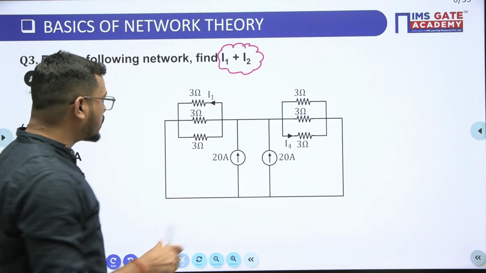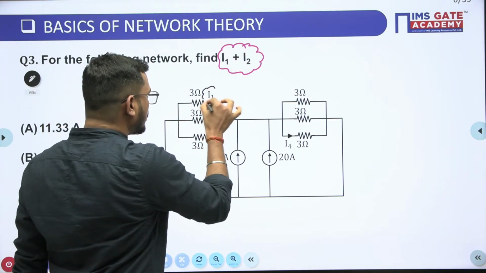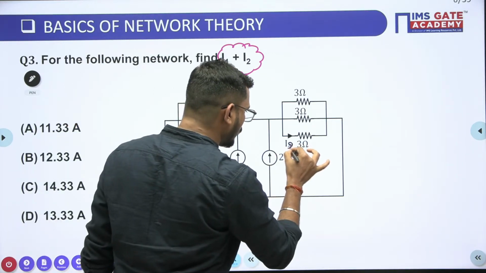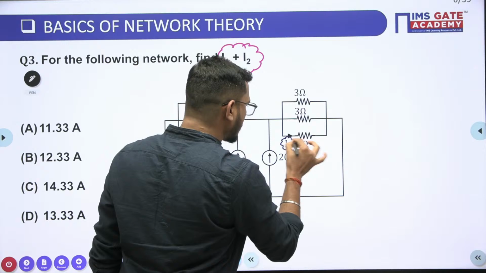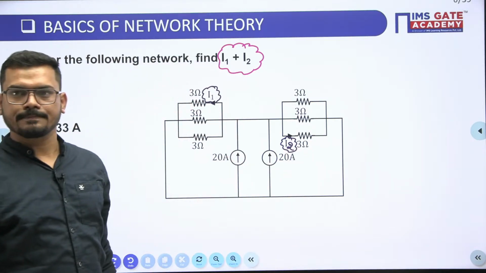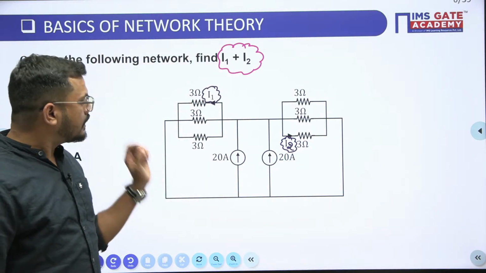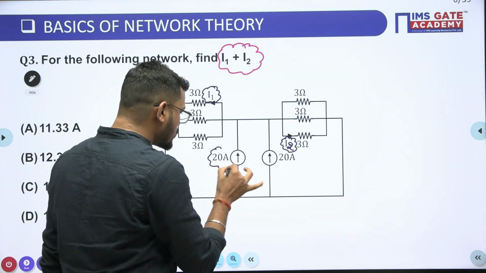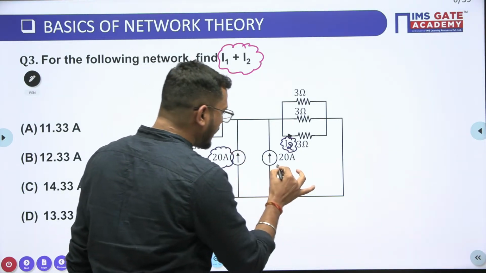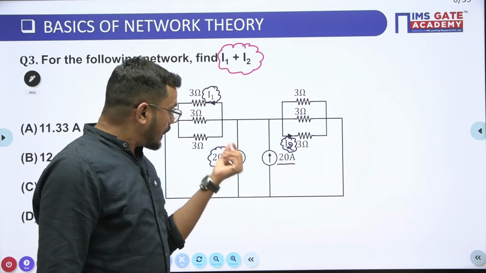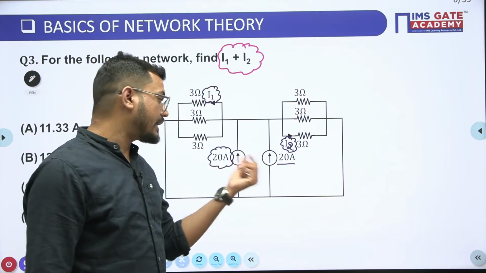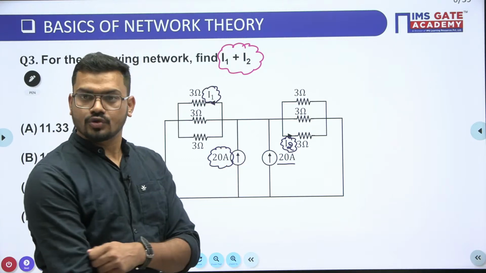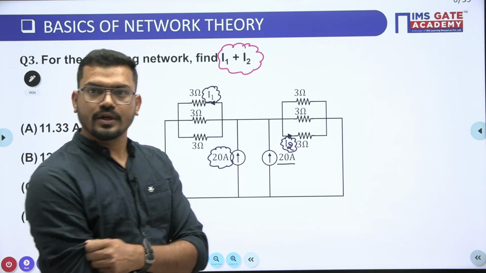What is I1 here? So the I1 is the current through this 3 ohm resistor, and this is not I4, this is I2, and this I2 is the current through this 3 ohm resistor. Okay, and for the given circuit we have a 20 ampere current source, and again we have a 20 ampere current source which is connected in parallel with what?